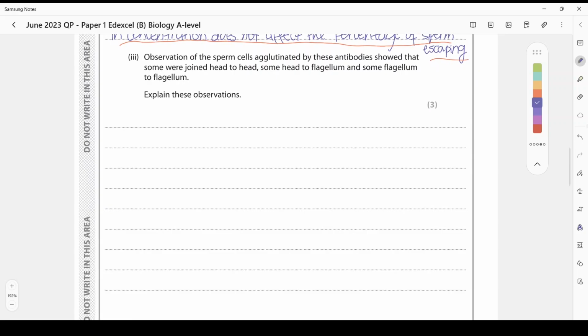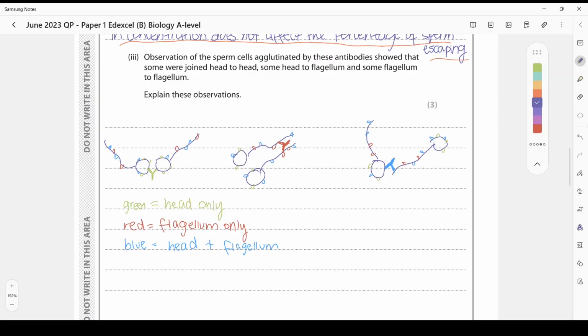Observation of the sperm cells agglutinated by these antibodies show that some were joined head to head, some head to flagellum, and some flagellum to flagellum. Explain these observations. All right, so I've wrote out these drawings to illustrate what is happening here.